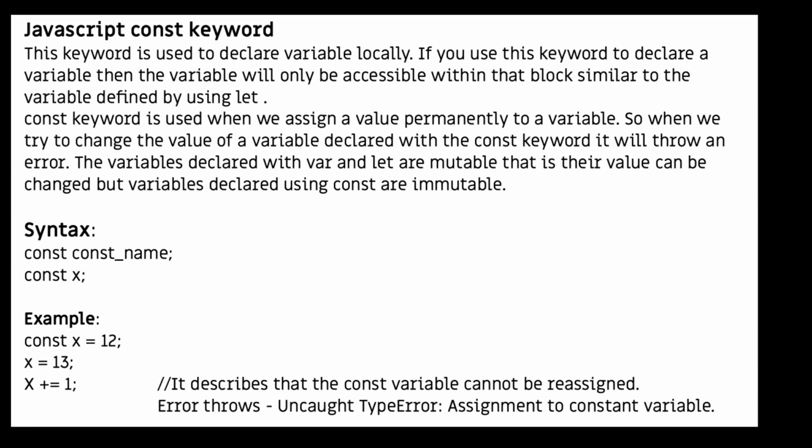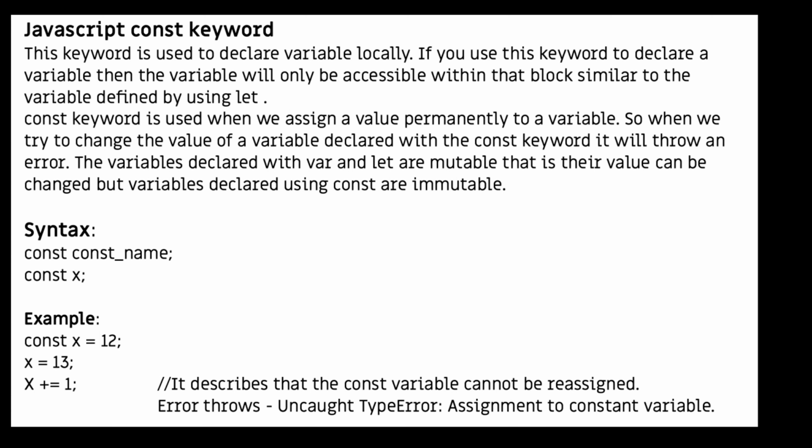The const keyword is used when we assign a value permanently to a variable. When we try to change the value of a variable declared with the const keyword, it will throw an error. Variables declared with var and let are mutable, that is, their value can be changed. But variables declared using const are immutable, meaning we can't change the value of a const variable.